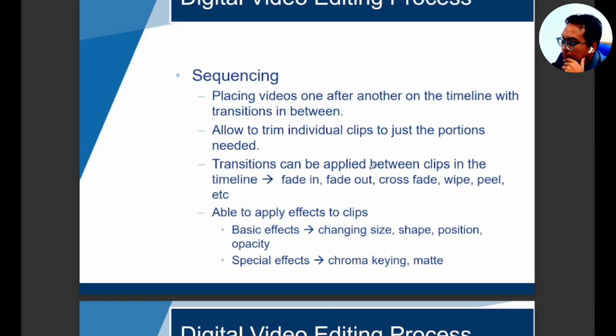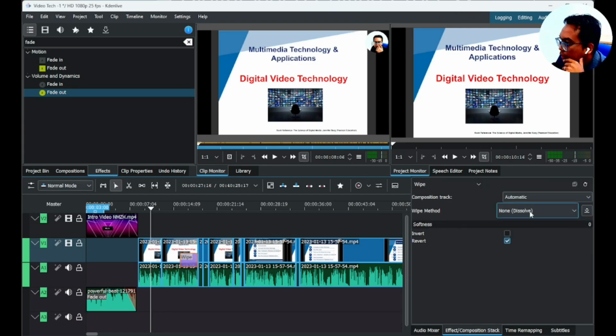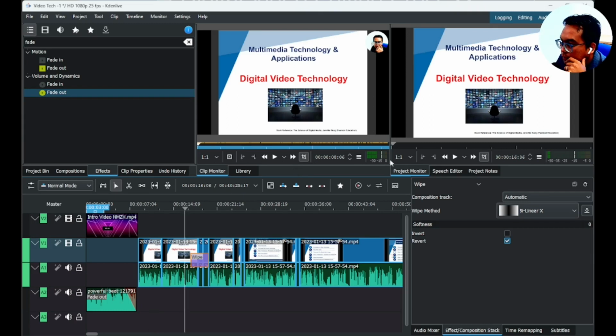And then transitions can be applied to clips and timelines, fading out, fading in. So transition is easy, guys. Based on the key, you can just play this thing. You just go here and stick it down there. You can play with this thing. Okay, you just take a look.